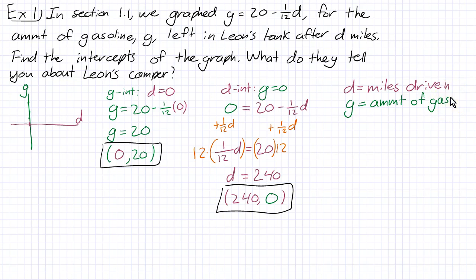And so the trick is just to translate this into a sentence. When d equals 0, g is 20. So that means when d equals 0, that means he's driven 0 miles, meaning he just filled up his tank. Then what does the 20 represent there? That 20 is the amount of gas in his tank.